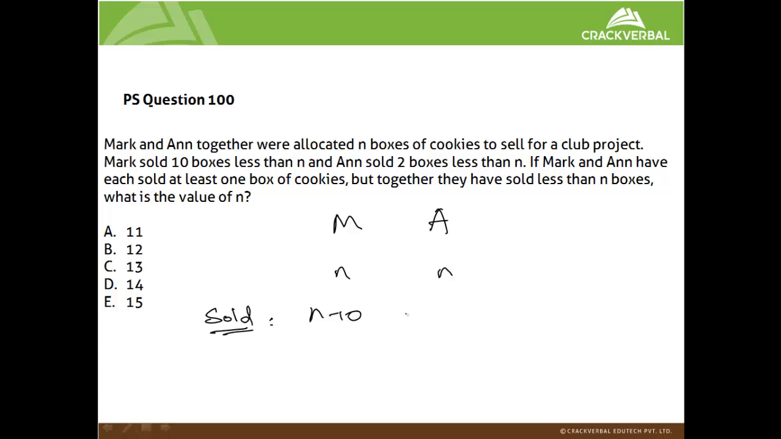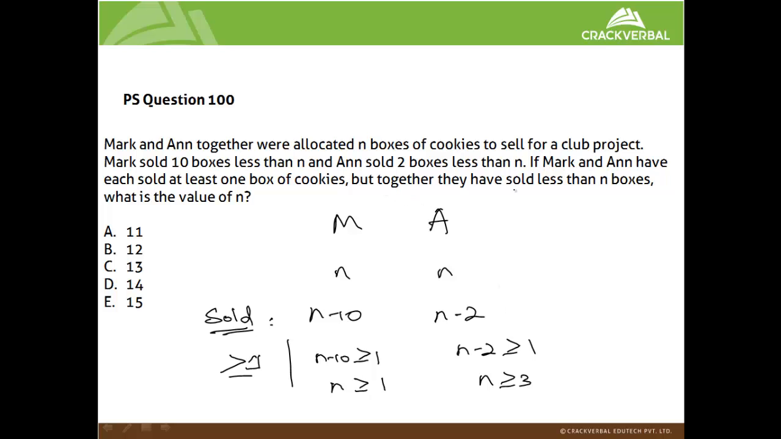And Anne sold 2 boxes less than n, so that means this is n minus 2 boxes. Mark and Anne have each sold at least one box of cookies, that is, they have sold a minimum of one. So n minus 10 is greater than or equal to 1, and likewise n minus 2 is greater than or equal to 1. So n is greater than or equal to 11 and n is greater than or equal to 3. We can add 10 to both sides, and otherwise we can add 2 to both sides of the inequality without changing the order.